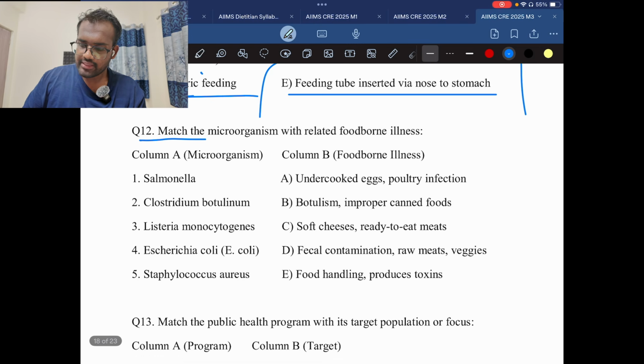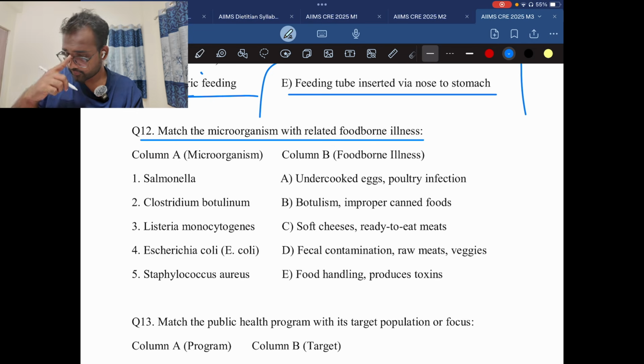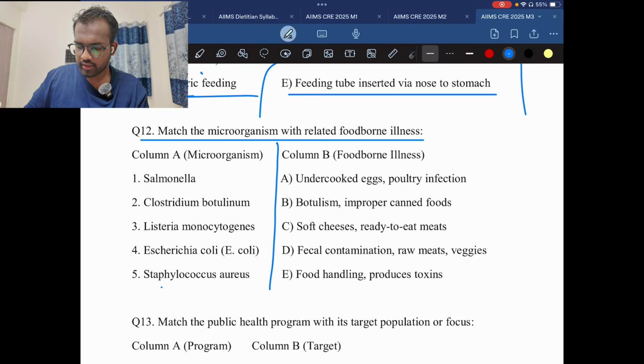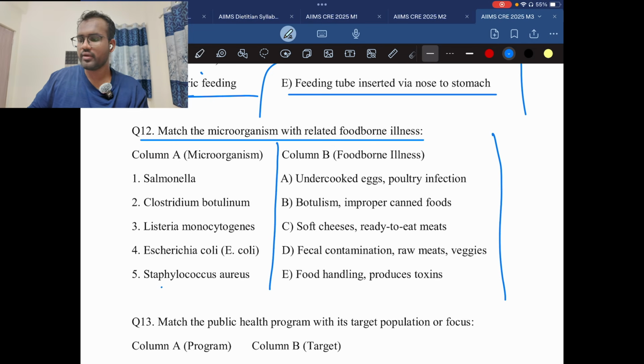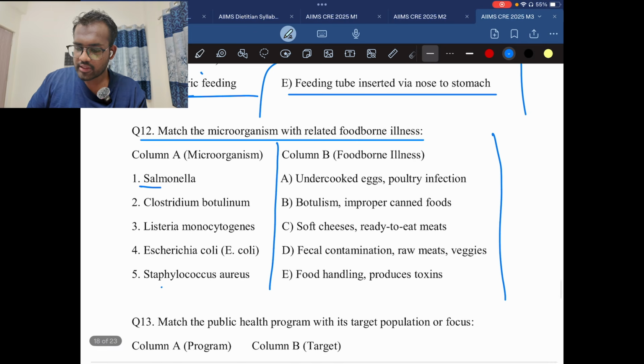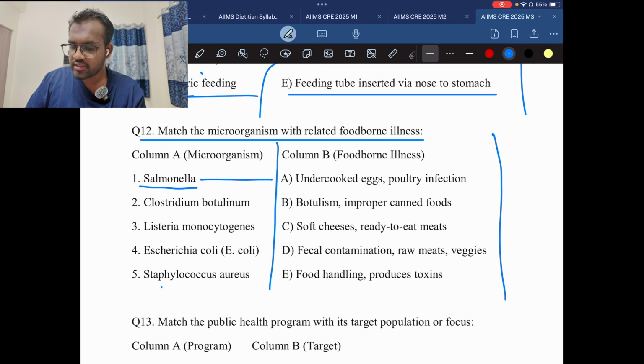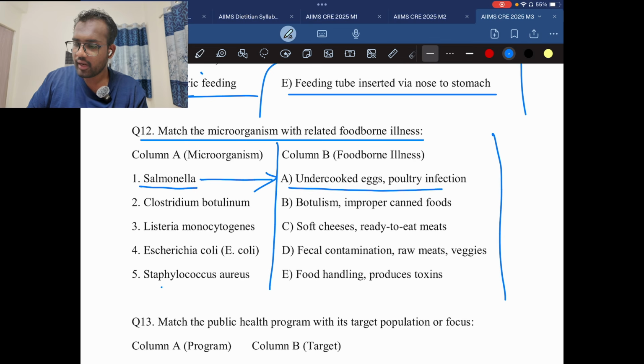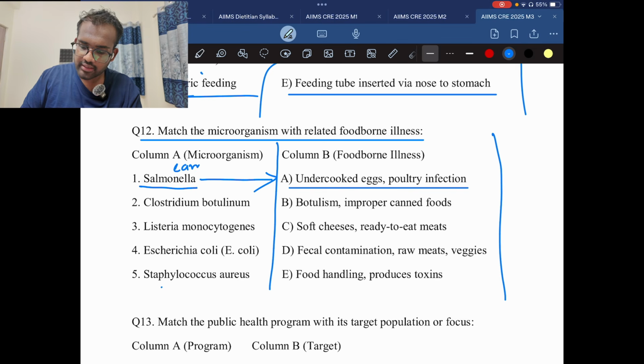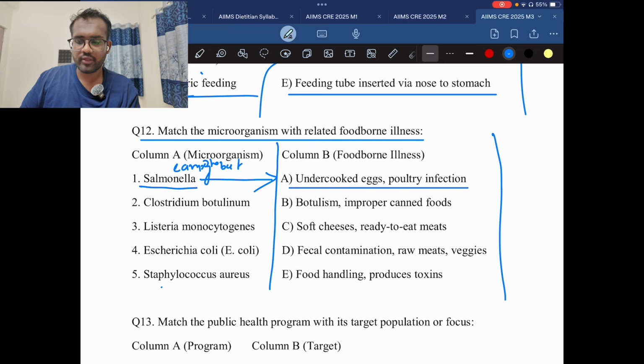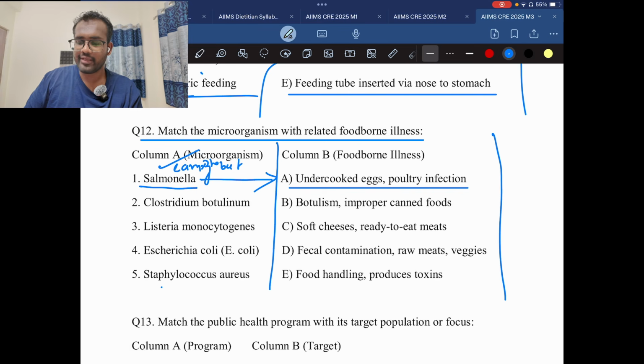Question number 12. Match the microorganism with related foodborne illness. So they have given the microorganisms here and they have given the food related spoilage. So always remember, salmonella is always related to undercooked eggs and poultry infection. Okay, always remember. And there is one more bacteria, Campylobacter jejuni. Campylobacter jejuni is a major bacteria. If both are mentioned in the options, always stick to Campylobacter jejuni.